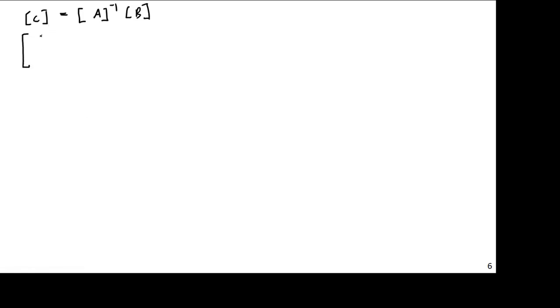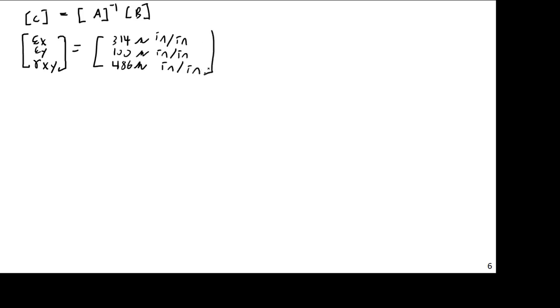Epsilon x, epsilon y, and gamma xy all come together to get 314 microstrain, or let's just say inches per inch or millimeters per millimeter, whatever we want. 100 micro inches per inch, and 486 micro inches per inch. I once had a 486. Man, I'm dating myself. Okay.